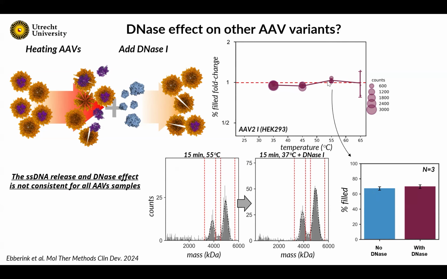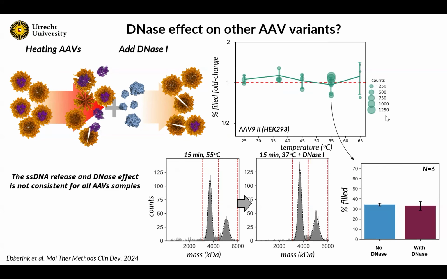And if we add DNase on top of this, then actually nothing changes, as we can also see here in the histograms of the mass photometry measurement. And also at the lower temperatures, nothing really happens. Even if you add DNase or not, it doesn't change the amount of filled and empty capsids that we can measure. How is this for our AAV9 sample?